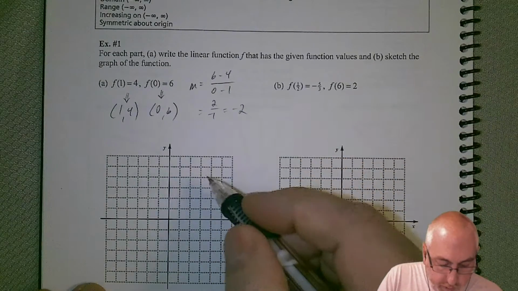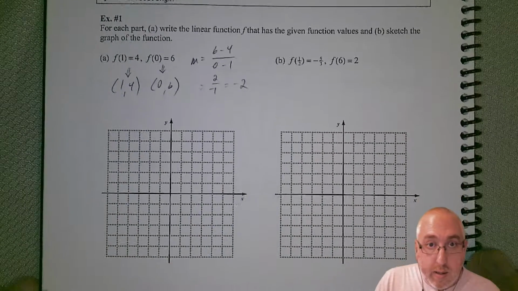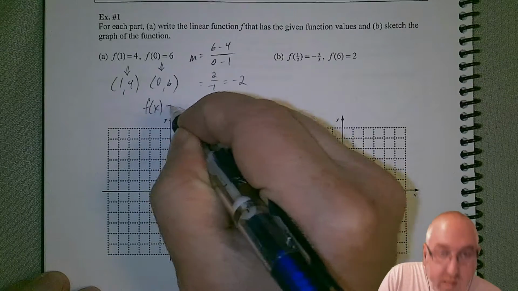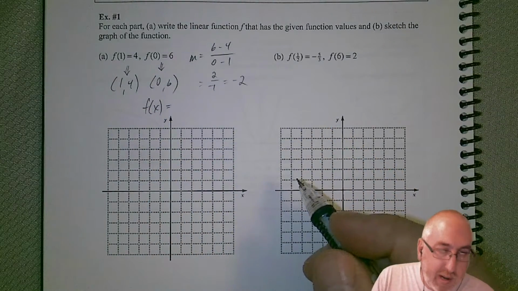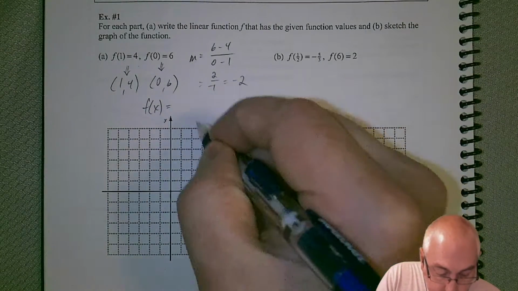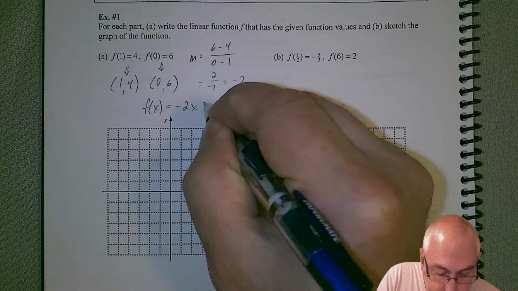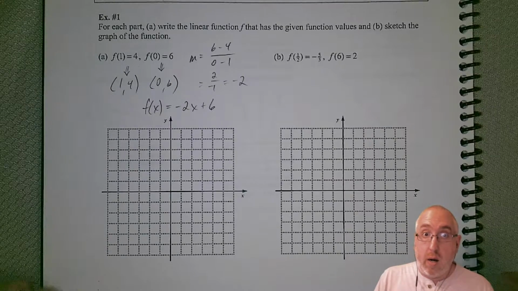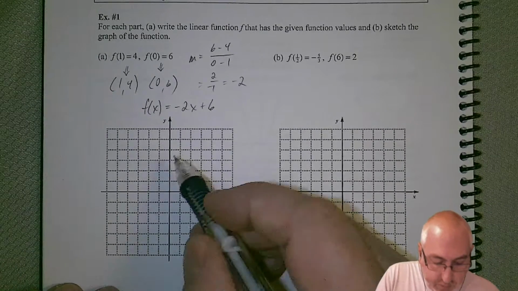And so we can put it all together, and we want to use f of x form. Instead of y equals mx plus b, we'll use f of x equals mx plus b. So f of x equals negative 2x plus 6. All right, so there's our linear function. So now we just have to graph that.